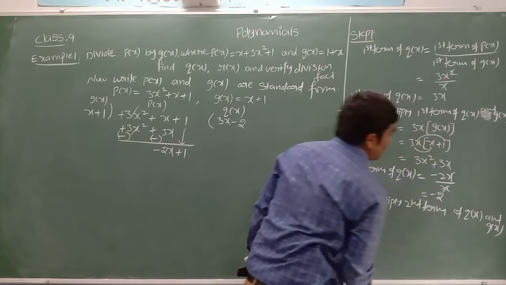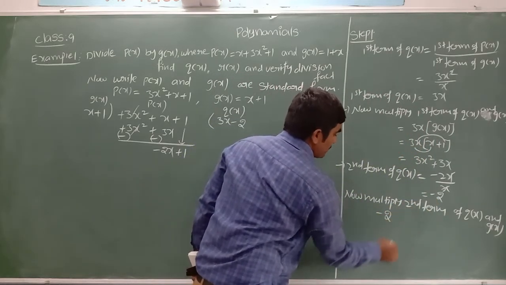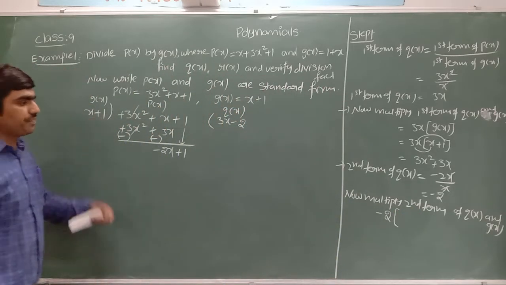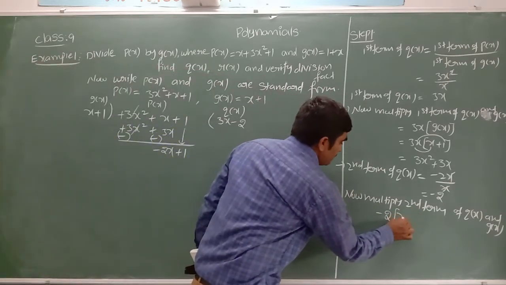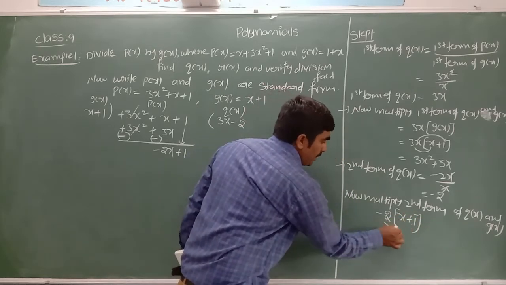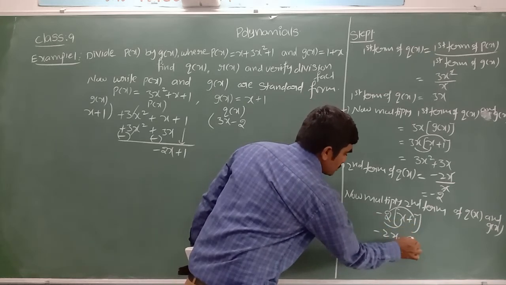We have to multiply the second term of q of x and g of x. What is the second term of q of x? Minus 2. Multiply with g of x. What is g of x? Linear polynomial x plus 1. Simplify this monomial into binomial: minus 2x, minus 2x, minus into plus, minus 2.